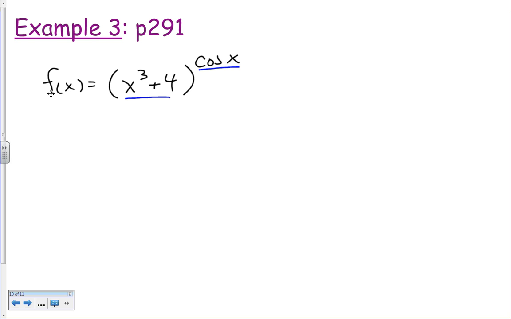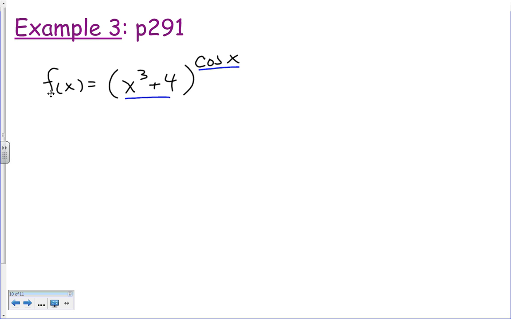It's x cubed plus 4, and if the x is in the base, then we say that this must be a power function. So we've got two things going on here. One part of it, the base, says it's a power function. The other part of it, the exponent, says it's an exponential function. It's a combination, if you will, of those two. We don't have a rule for how to find the derivative of a combination of an exponential and power function like this. All right? So I need another technique.